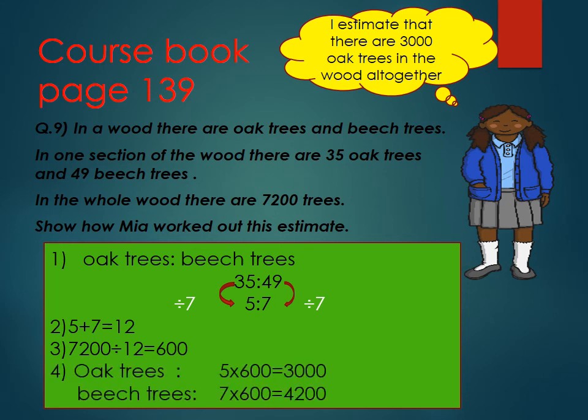Then the oak trees equal 5 multiplied by 600 equals 3,000, and for beech trees equal 7 multiplied by 600 equals 4,200. So what do you think? Is her estimation correct or not? Yes, her estimation is correct.